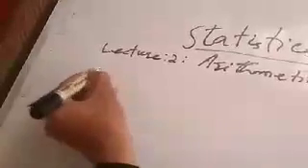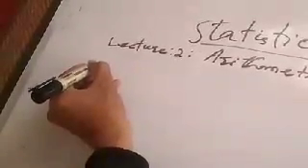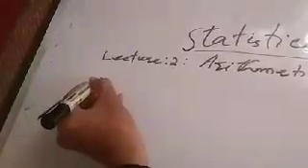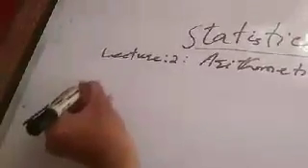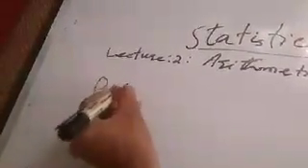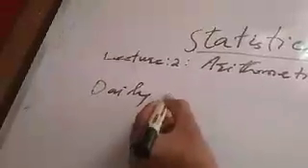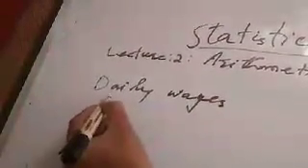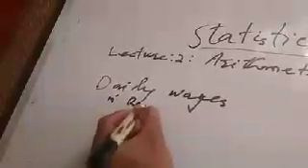For instance, if the data is like this, suppose your question is given: daily wages in rupees of 50 workers are given. So here frequency means the number of workers.